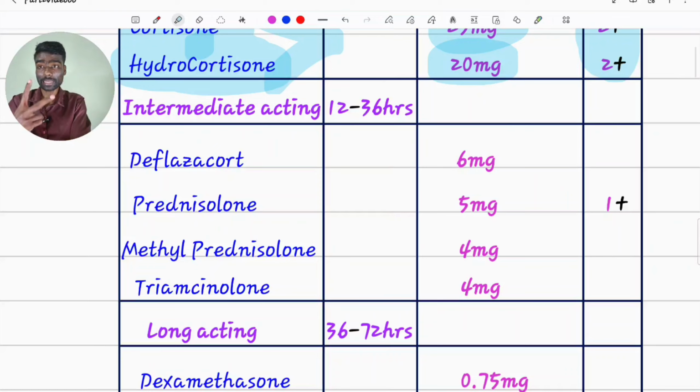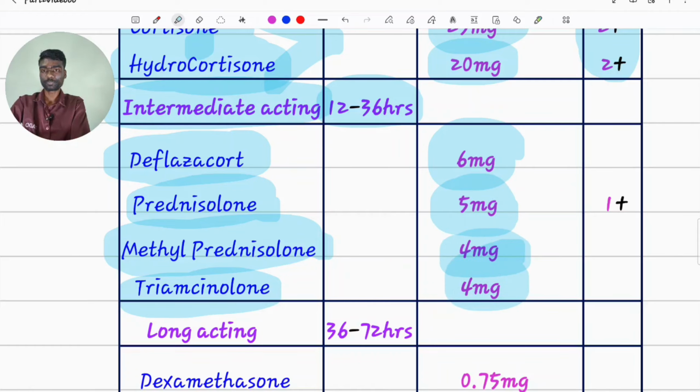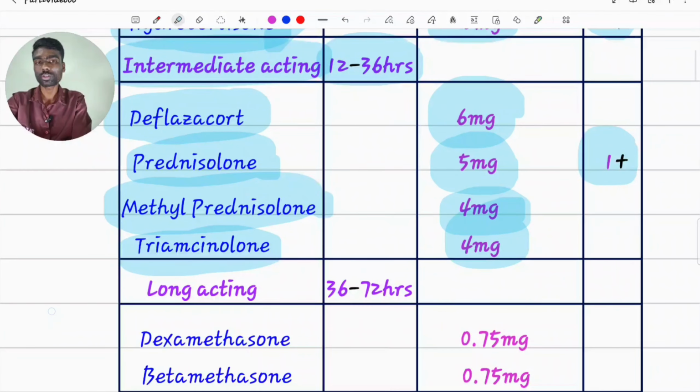Next, second class, intermediate acting, which acts for 12 to 36 hours, which includes deflazacort, prednisolone, methylprednisolone, and triamcinolone. 6 mg of deflazacort is equivalent to 5 mg of prednisolone, 4 mg of methylprednisolone, and triamcinolone. Here only prednisolone has some mineralocorticoid effect. The rest of all the drugs have negligible mineralocorticoid effect.